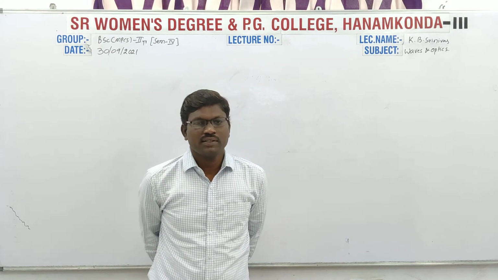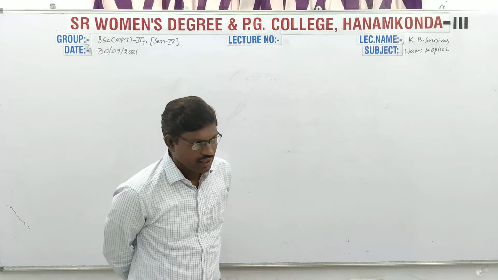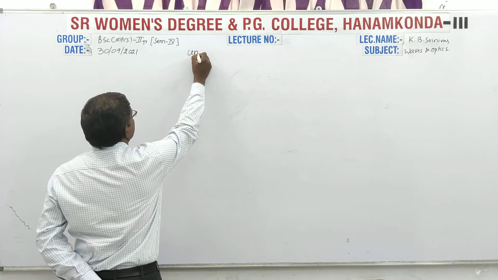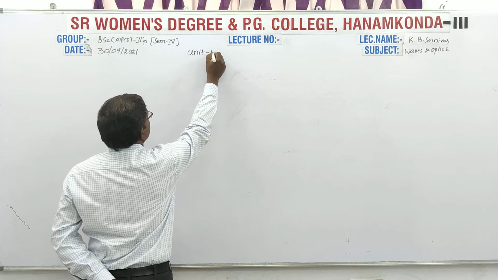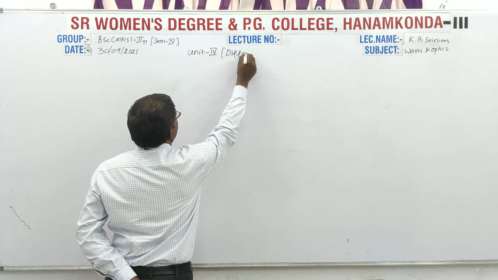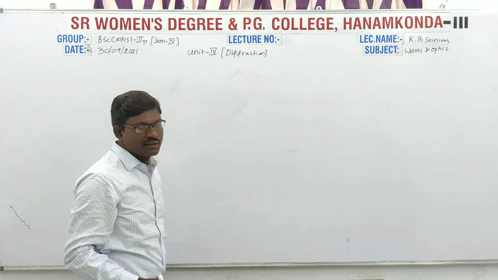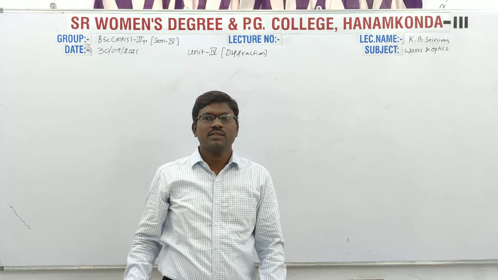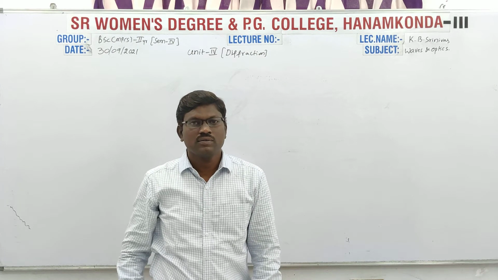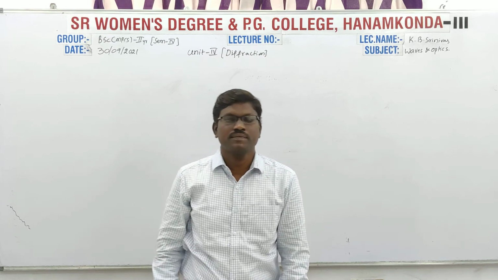The summary of last lecture: we have discussed diffraction. I have started unit 4 of your semester 4, that is diffraction. In the previous lecture, I gave an introduction about diffraction. During this unit, we will discuss two types of diffraction. One is Fraunhofer diffraction. The second one is Fresnel's diffraction.